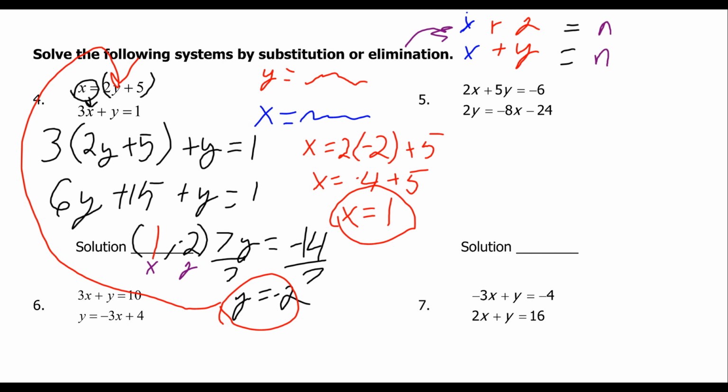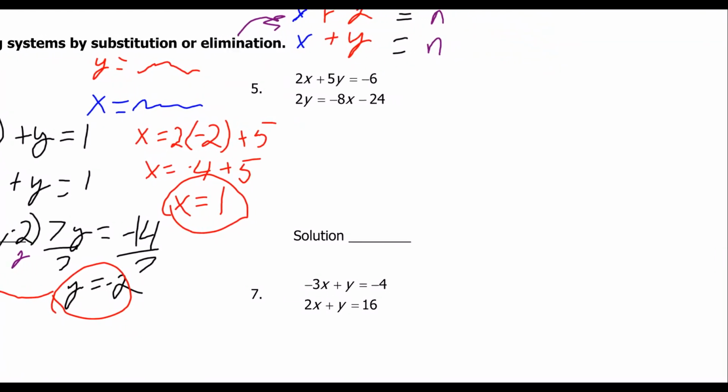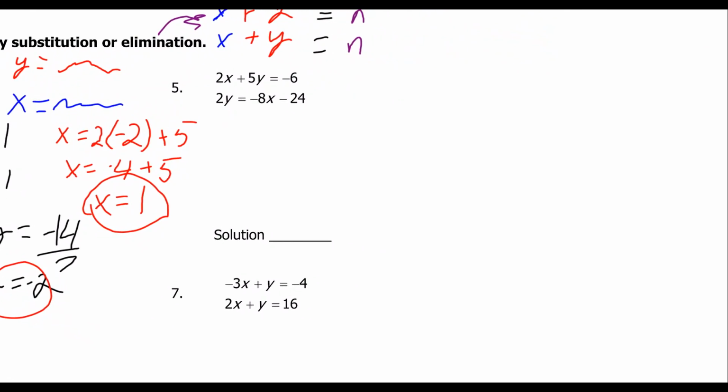Now, number 5. This one is a substitution, because if you think about it, we do have a y equals there. Now, we've got a multiplication there by 2, and that's easy to take care of. So we're going to divide this side by 2 and that side by 2. And what we're left with is y equals negative 4x minus 12.